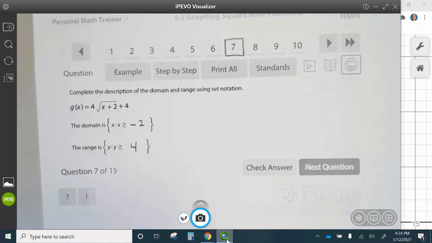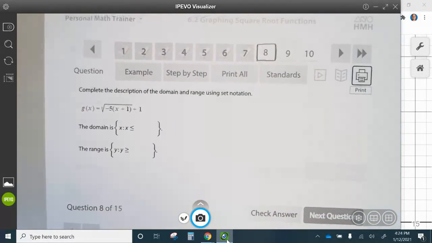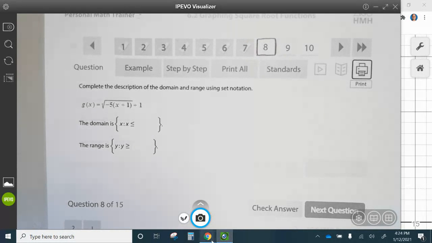All right, let's take a look at the next question. Question 8. Complete the description of the domain and range using set notation. So again, we're going to graph this in Desmos.